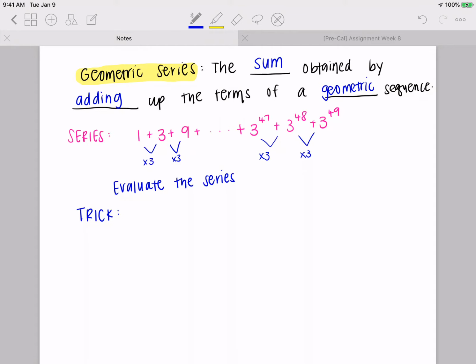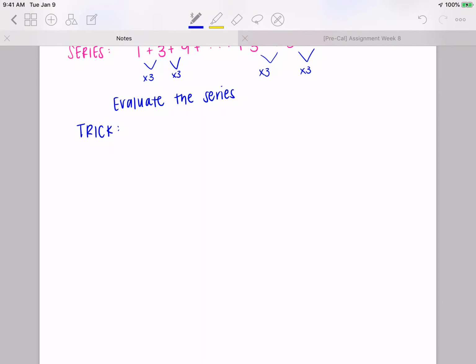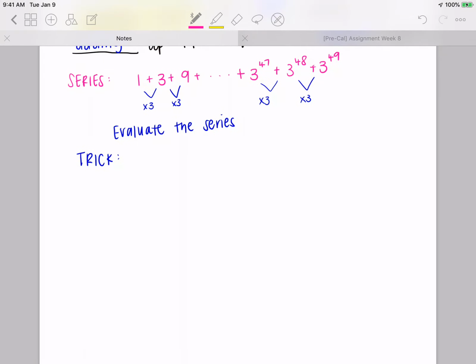Again, this trick that I'm going to go over is going to lead to the formula. I'm still going to let S equal the original series.